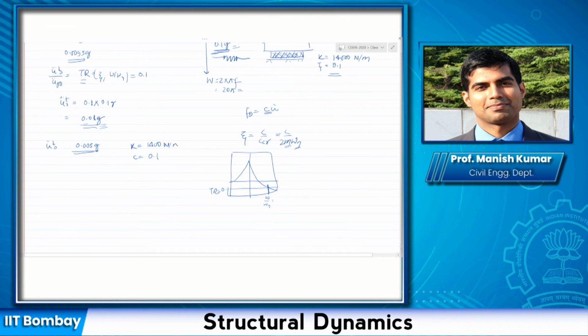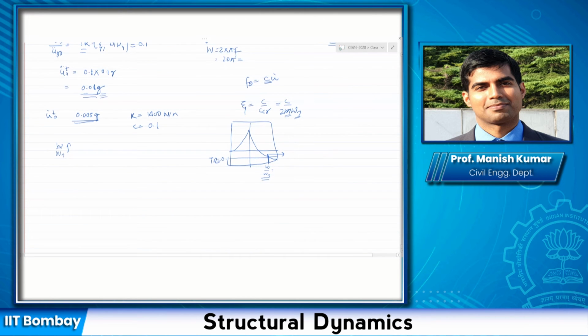So as a designer, you want to go further on the right side. So you want to further increase omega by omega n, so that your transmissibility decreases and the total acceleration transferred to the system decreases. To increase omega by omega n, remember that the excitation frequency is the same. Surrounding excitation frequency is not going to change. So I need to decrease omega n.